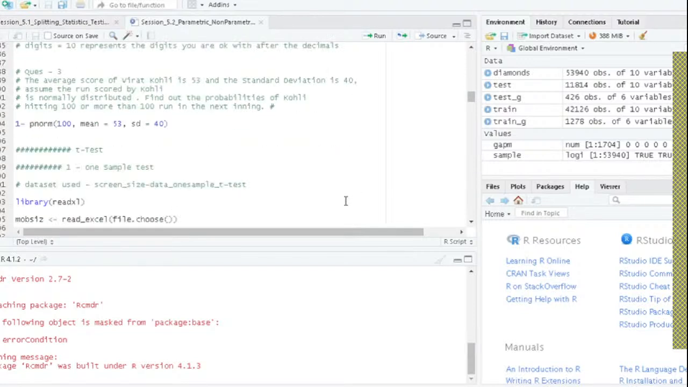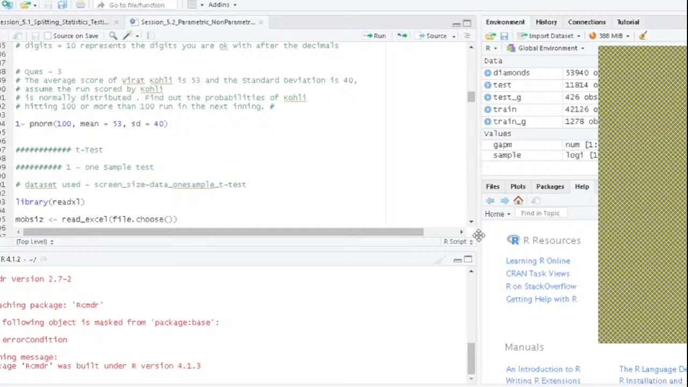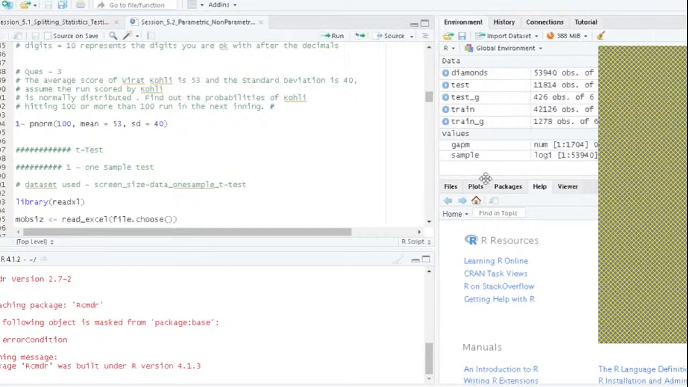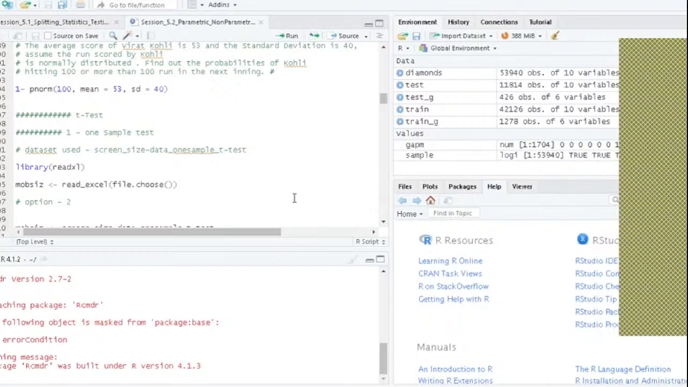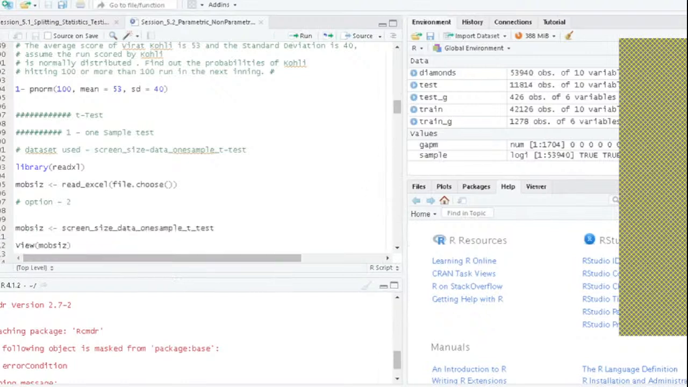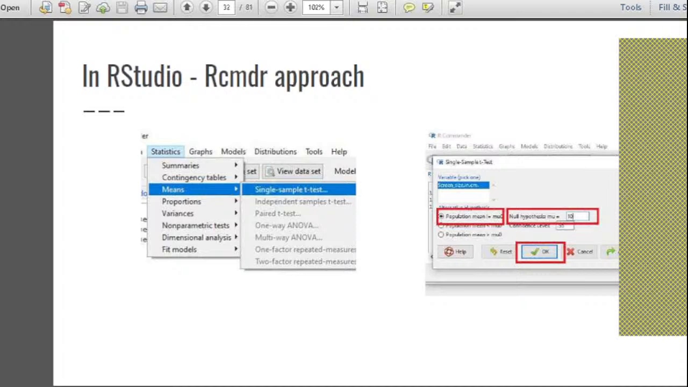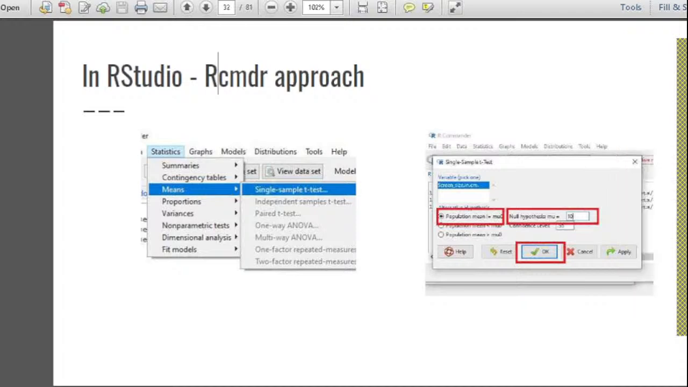Okay, so don't worry. R Commander is just a package, and maybe today this package is having some issues, maybe from the back end, that most of you are not able to open it. But we can always do these tests in RStudio. So we'll start with the test in RStudio. One sample, can we continue, all of you? Those who are not getting R Commander, don't worry, we'll not continue with it, but I have given the steps and I will show you how to do the test in R Commander so that you have it in the recordings also. Okay, clear?